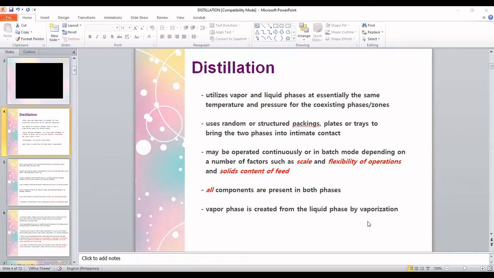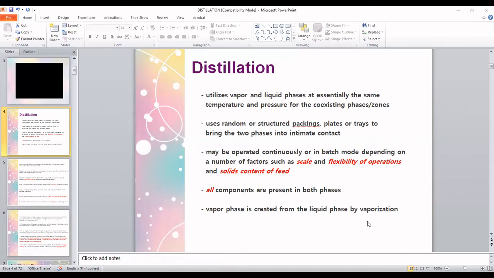Now, our distilling column, otherwise known as the still, may be operated continuously or in batch mode, depending on a number of factors. Most of the time, it is operated continuously. As to which of the two modes will be used, that depends on the scale, the flexibility of operation, and the solid content of the feed.